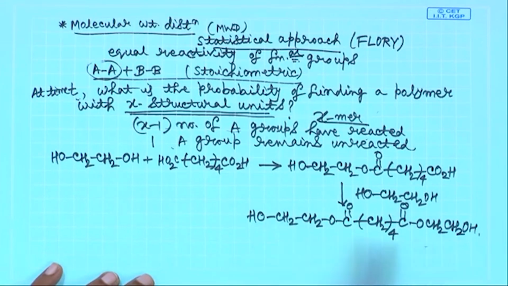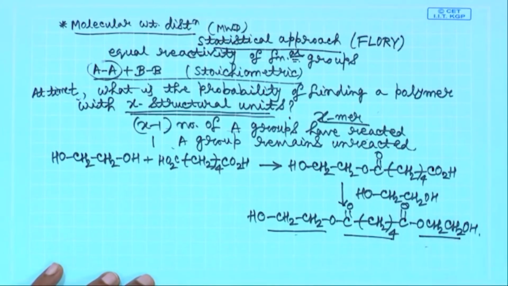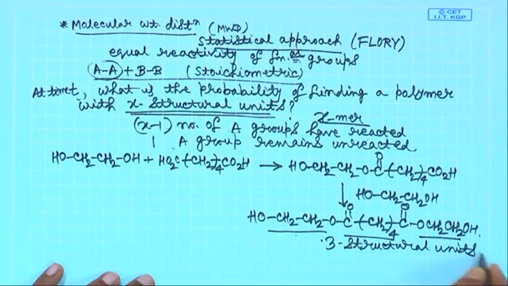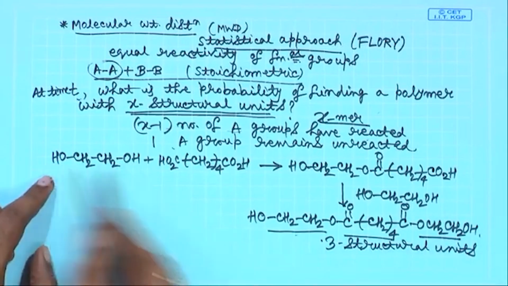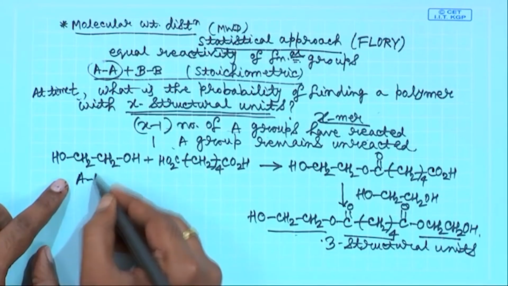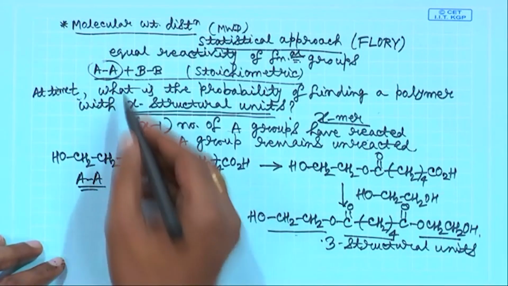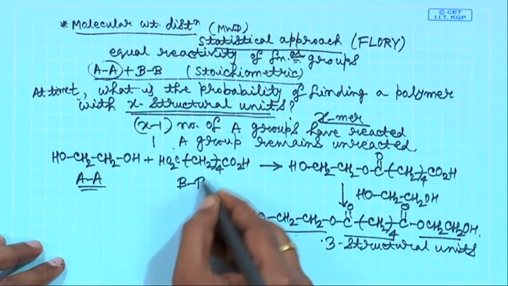So, in this trimer how many structural units are present? This is one structural unit, this is a second structural unit, this is a third structural unit. So, it is a trimer, it has 3 structural units. Let us say this ethylene glycol I am terming as the monomer AA in accordance with this, and adipic acid as the monomer BB.